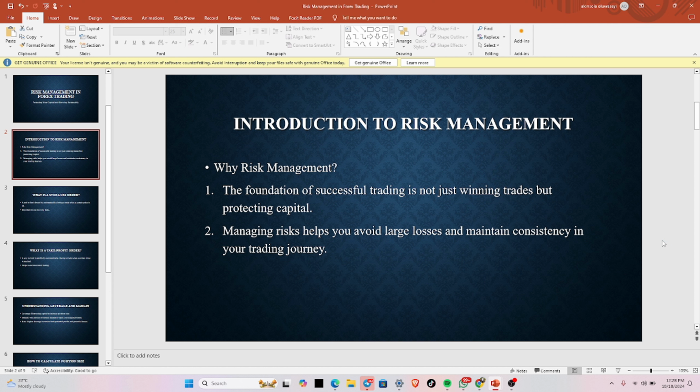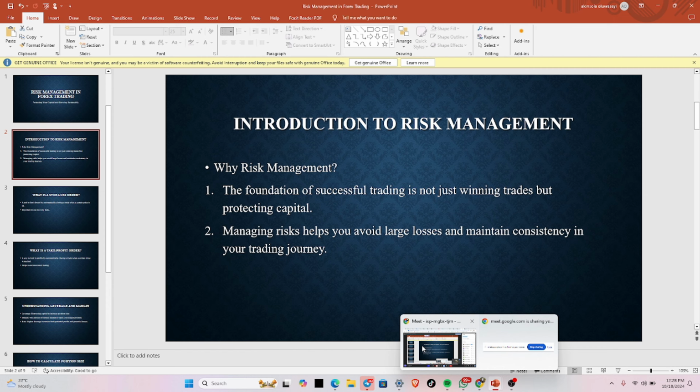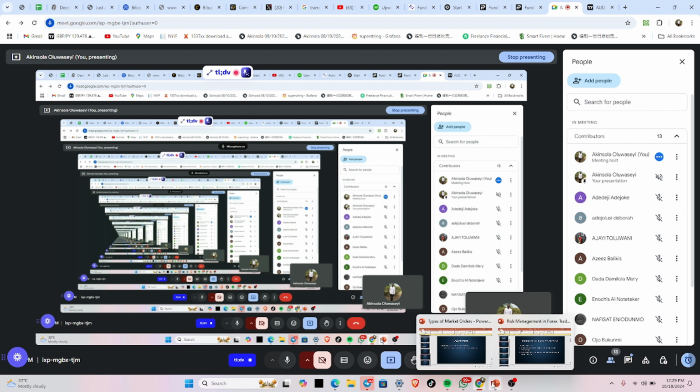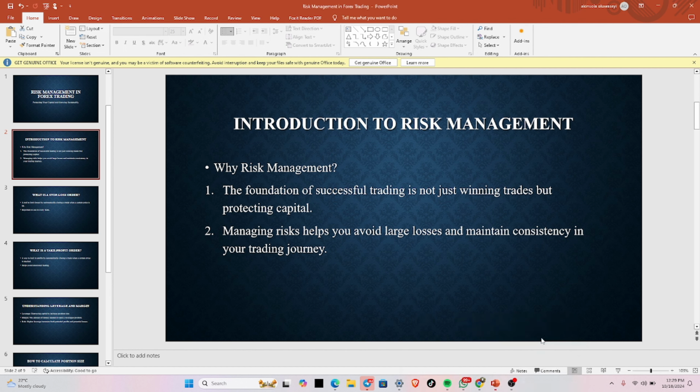But as a good trader, you just have to make sure your risk management is intact. You ensure your risk management is intact. And managing risk helps you to avoid larger losses and maintain consistency in your trading journey. This is the main reason behind risk management for you. Do you understand that?